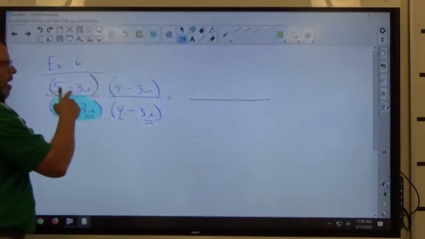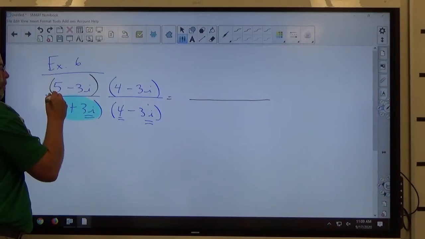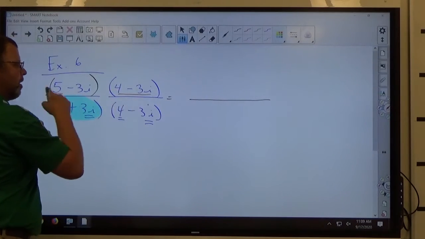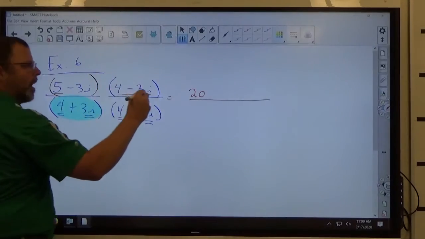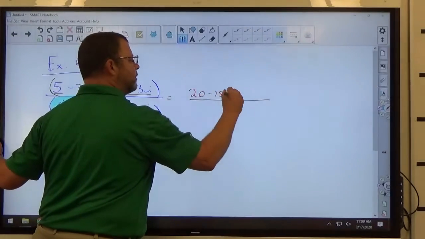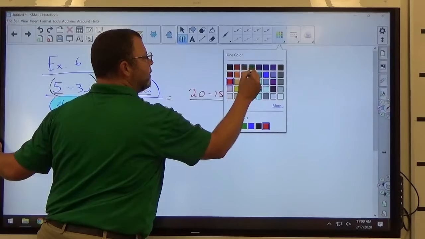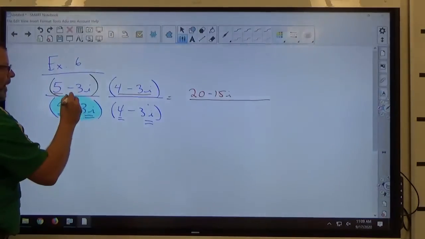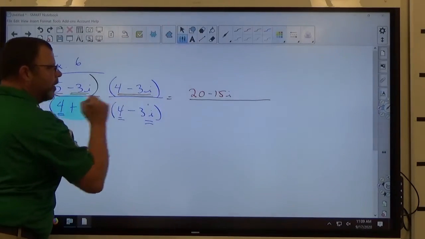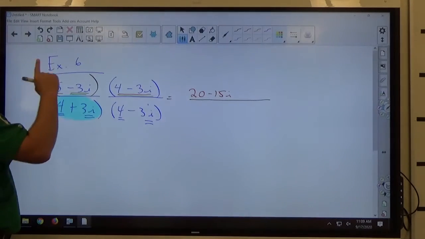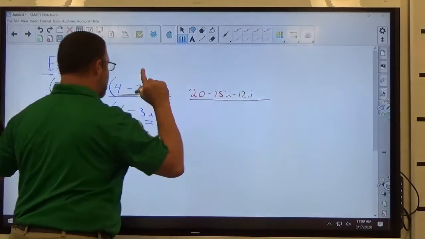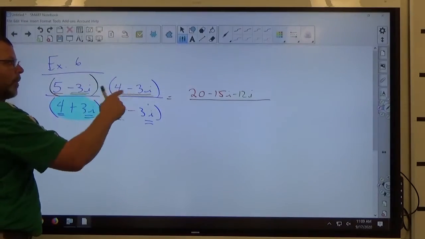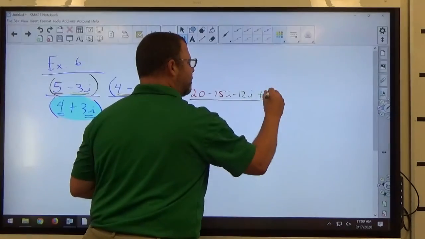If I want to multiply 5 minus 3i times 4 minus 3i, that means I have to multiply 5 times both objects. 5 times 4 is 20. 5 times negative 3i is negative 15i. Then I have to multiply negative 3i times everything over here. Negative 3i times 4 is negative 12i. And negative 3i times negative 3i is positive 9i squared.